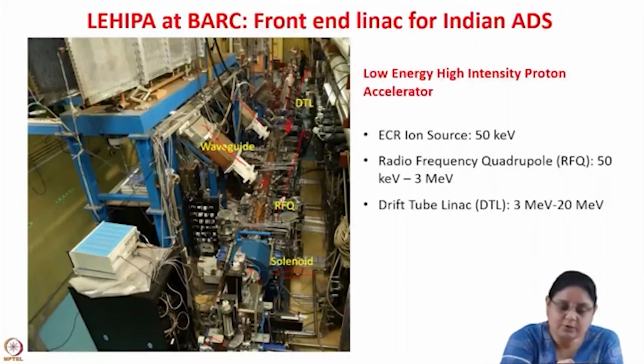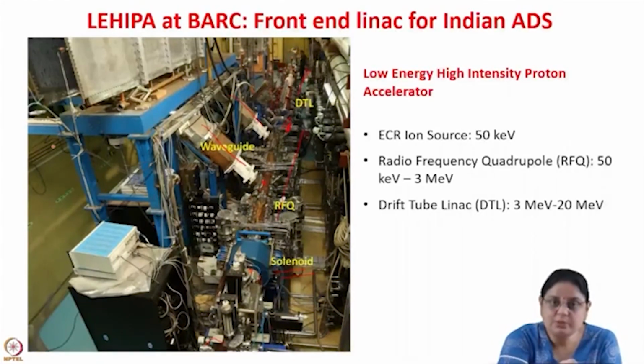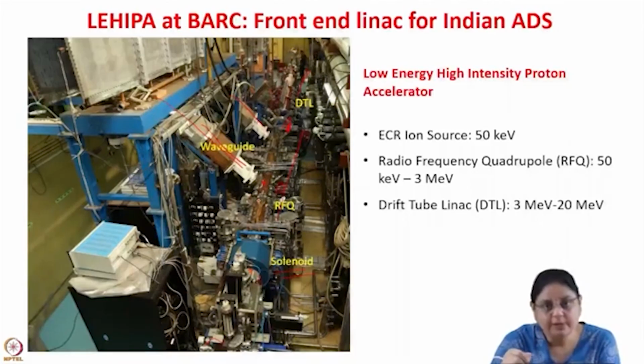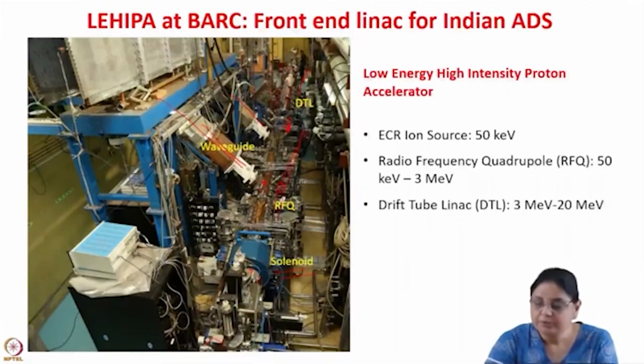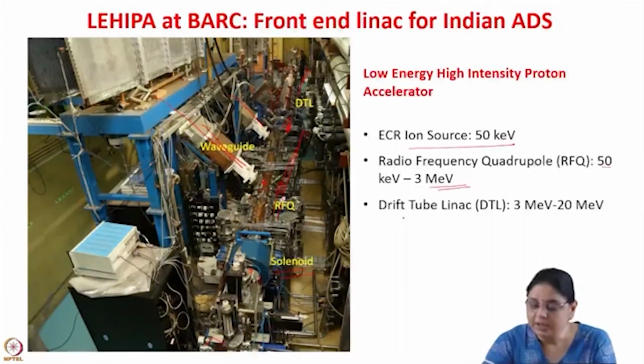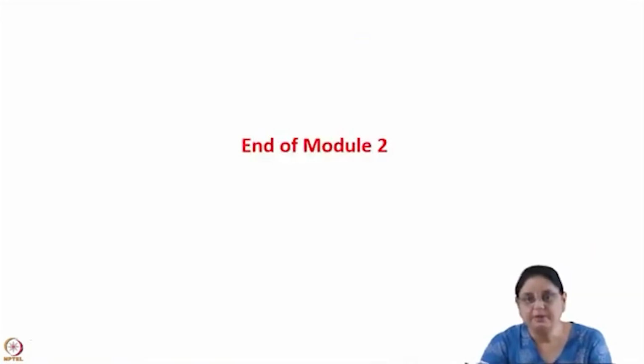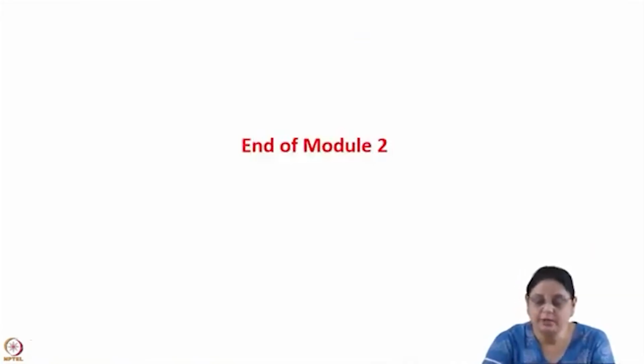So there is a klystron sitting in the next room which produces high power RF. This is transported through the waveguide into the RFQ where fields are set up in the TE210 like pattern and the beam is then accelerated. So we have an ion source at 50 keV, the RFQ which accelerates from 50 keV to 3 MeV, and then there is a drift tube linac which accelerates 3 MeV to 20 MeV. And with this we come to the end of module 2.